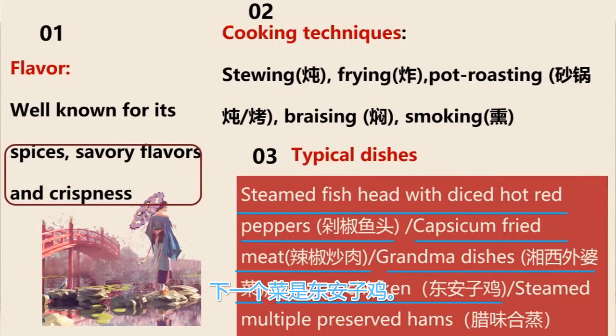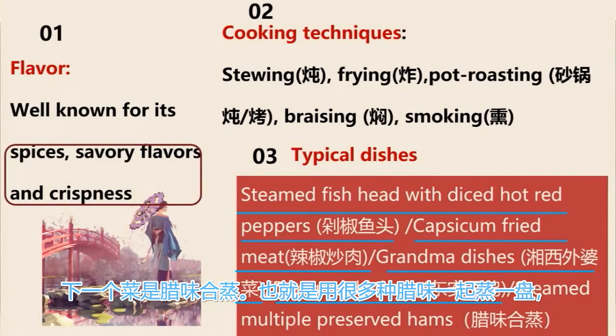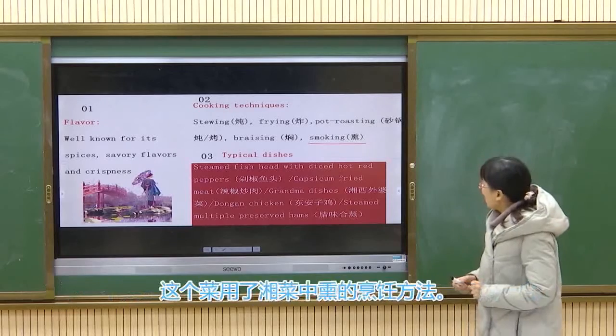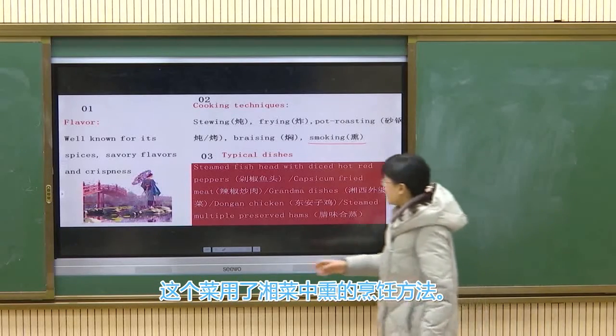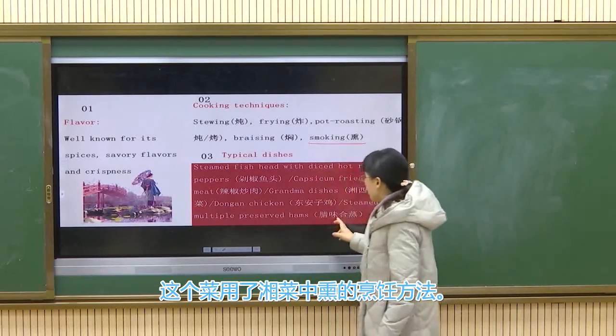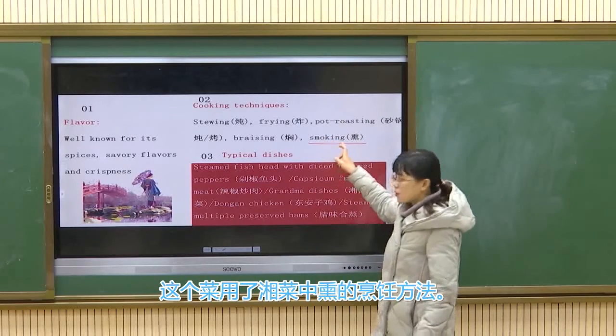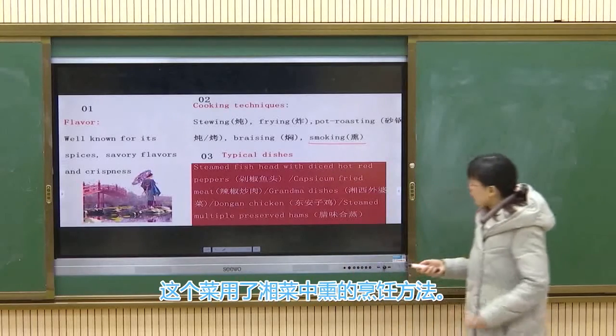Okay, and then 东安 chicken. 东安子鸡. And the next one that is steamed multiple preserved hams. 叫辣味合蒸，也就是说用很多种那种辣味一起蒸一盘. Okay. And we find this dish uses the cooking techniques of smoking. And then let's go on.